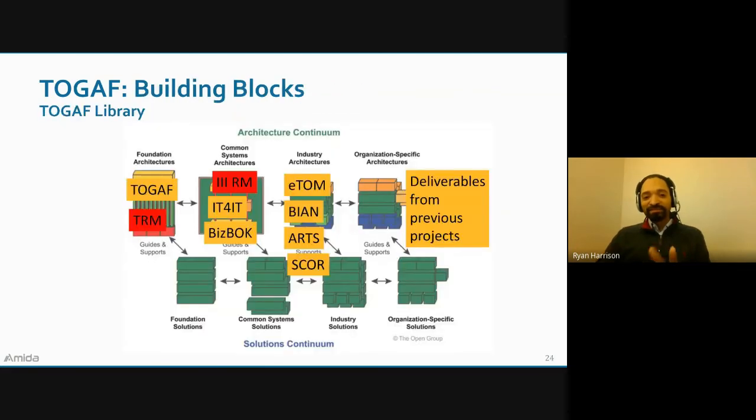Related to this concept of having reusable architecture building blocks and solution building blocks, TOGAF envisions an architecture continuum that's a library, where you have architectures that you will reuse. You have your foundation architectures. That's where TOGAF would sit. That's where the DoD architecture framework would sit. You have your common system architectures, your industry architectures, and finally your organization-specific architectures.